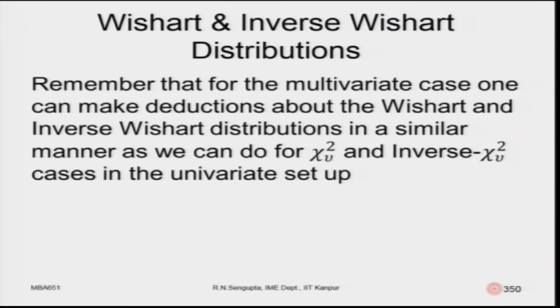So, remember that for the multivariate case one can make deductions about the Wishart distributions and inverse Wishart distributions in a similar manner as we can do for the chi-square and the inverse chi-square, which is done in the univariate case. So, the Wishart distribution or the inverse Wishart distribution would have as its counterpart in the univariate case the chi-square and the inverse chi-square distribution, and we will try to see that through the diagram.